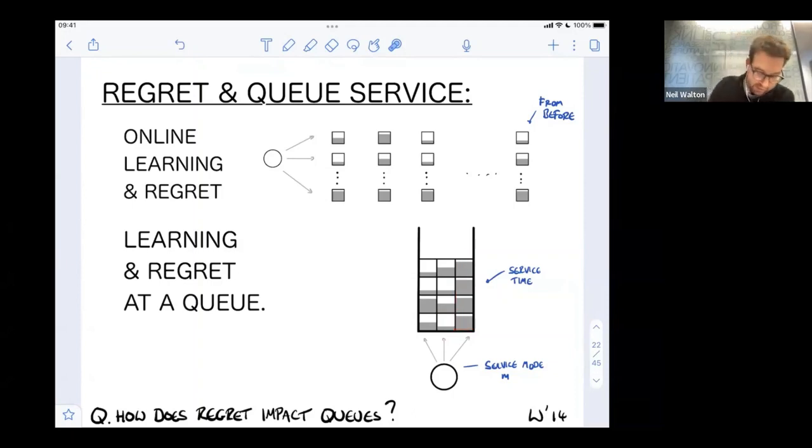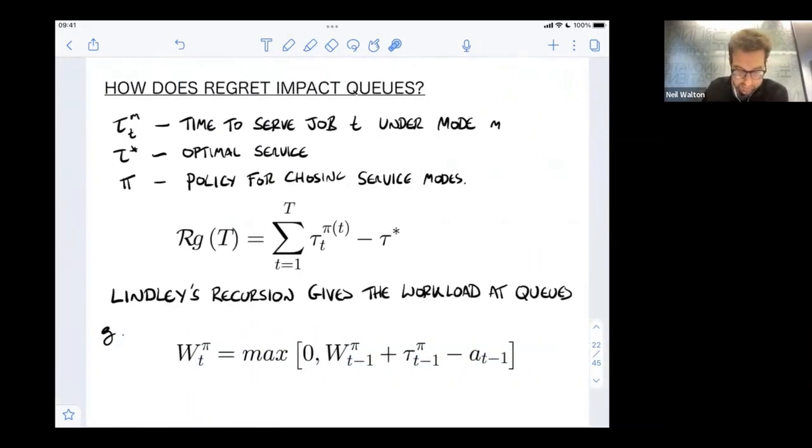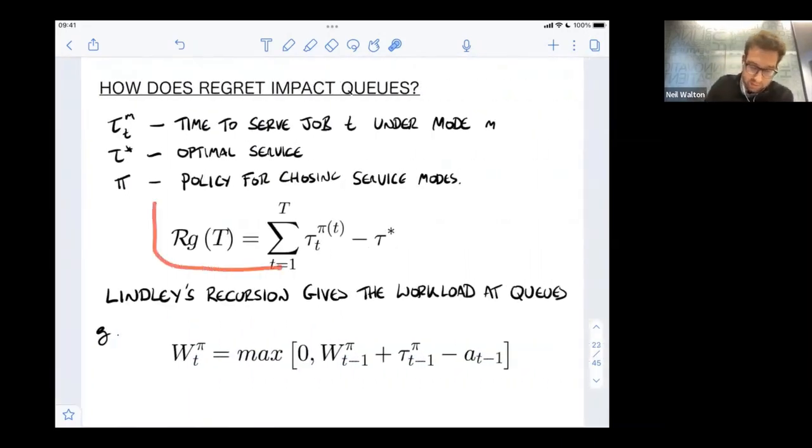Okay, so the question is, how do things like regret impact things like queue length? Just as regret is used as a common metric in online learning, how does that actually impact things in terms of queuing systems? That's one of the things we like to look into. So you can write down the regrets of the decisions of an algorithm, okay?